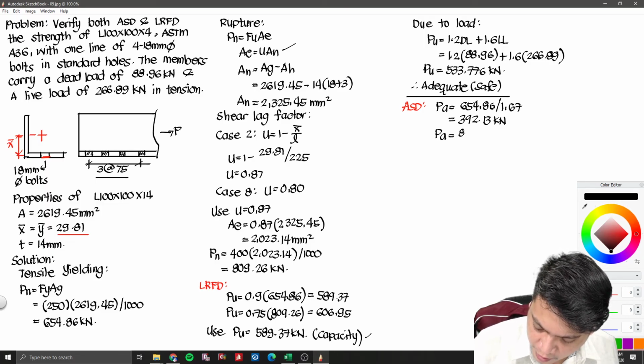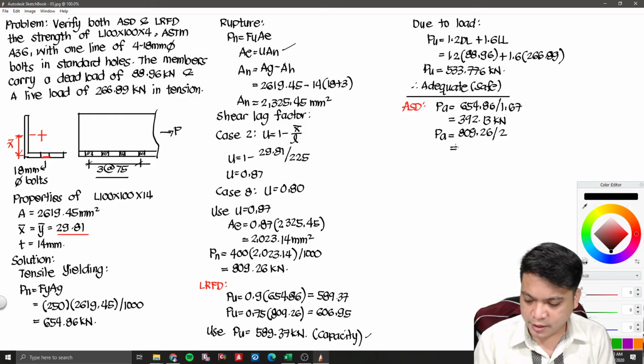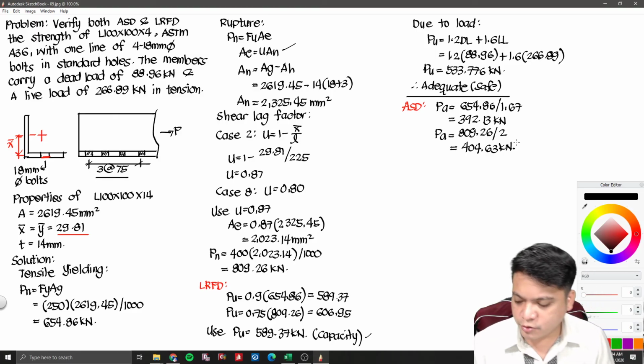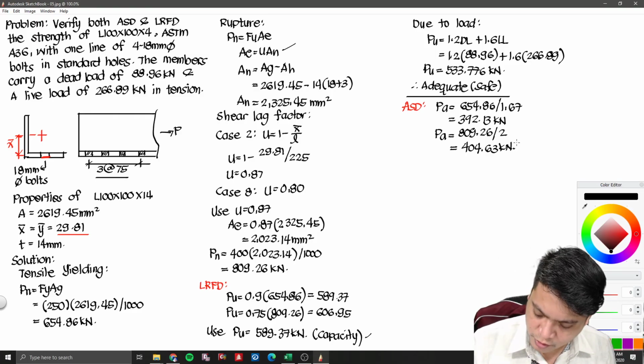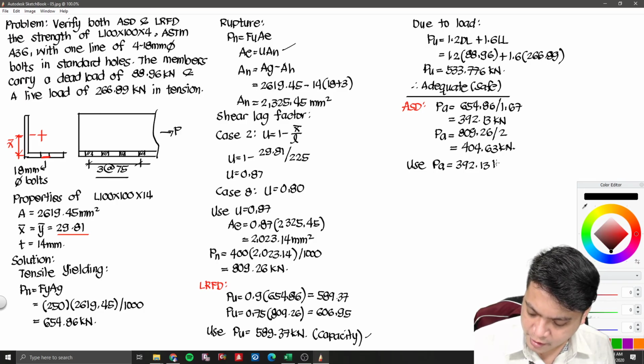And then, for the rupture, that is divide by 2 naman, ano? So, you have here 809.26 divided by 2. So, you will be having here the PA, that's around 404.63 kilonewton. Okay? So, we may use mas maliit sa dalawa, PA as 392.13. Okay? So, again, this is your capacity.